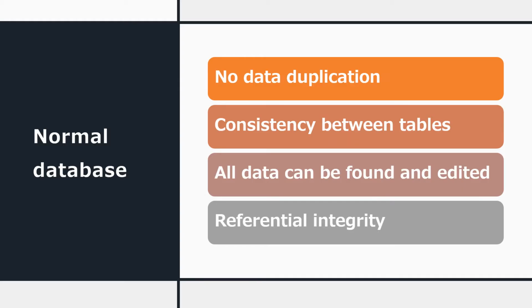A normal database, one that's in its correct form, will have no data duplication, will have consistency between tables. It will be easy to find and edit the data so it can be kept up to date and used in the business processes, and it will have referential integrity.